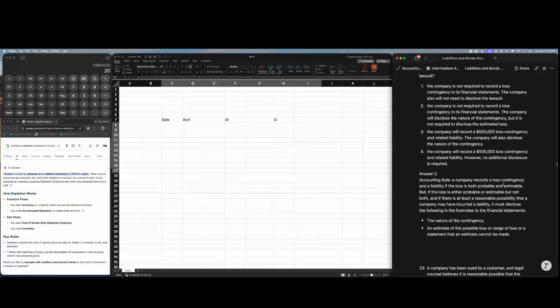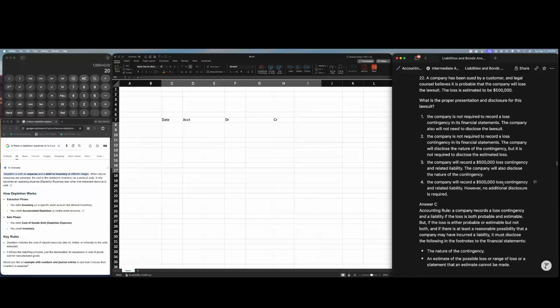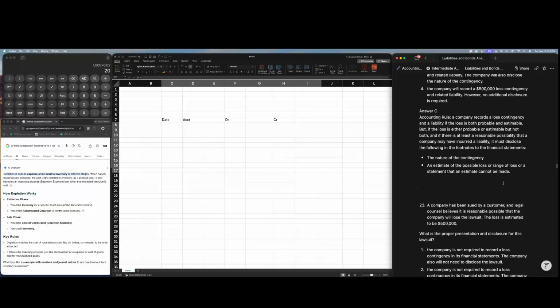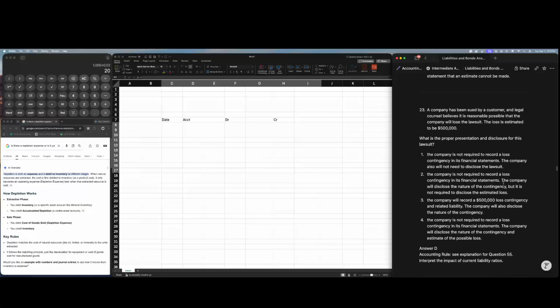What's the difference if it is reasonably possible? If it's reasonably possible, and it's still estimatable, but it's only reasonably possible, then they can disclose it but not record it.